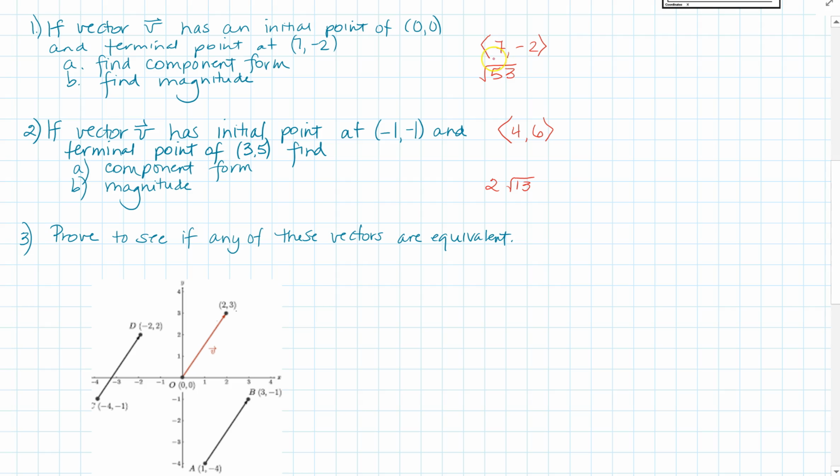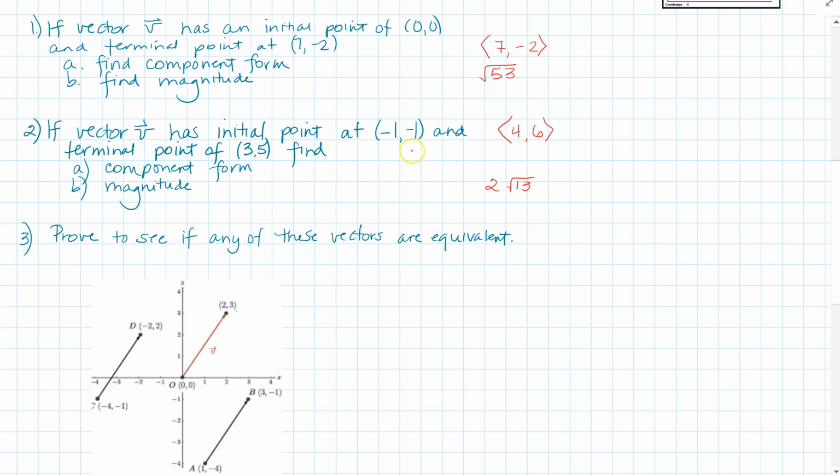Okay, so if you do the first one right, since it started at 0, 0 and went here, there it is in component form. And its magnitude is simply how far it went. 7 squared is 49, 2 squared is 4, and the square root of that sum is the square root of 53.